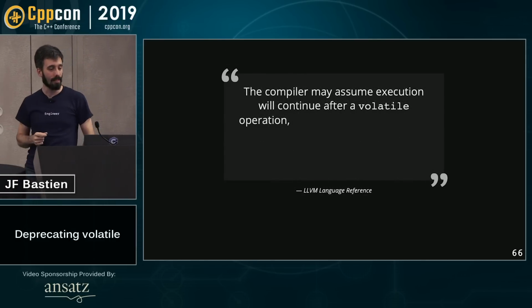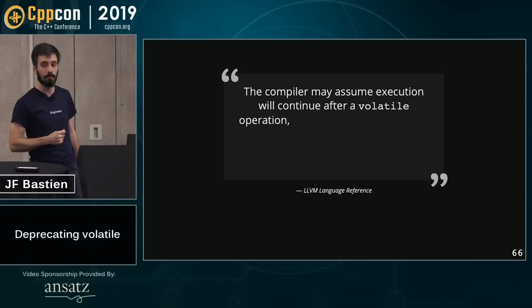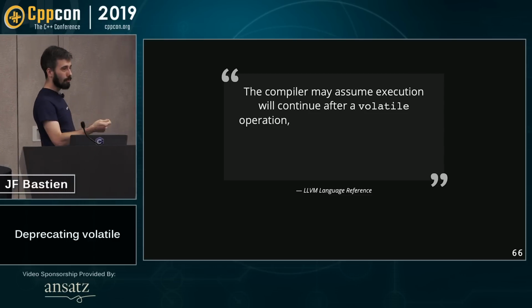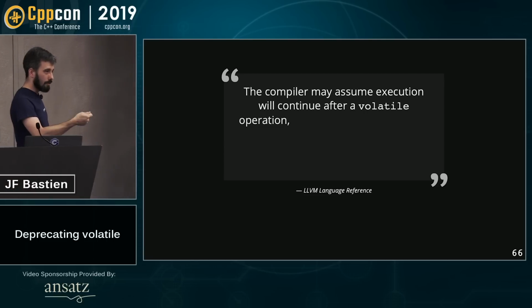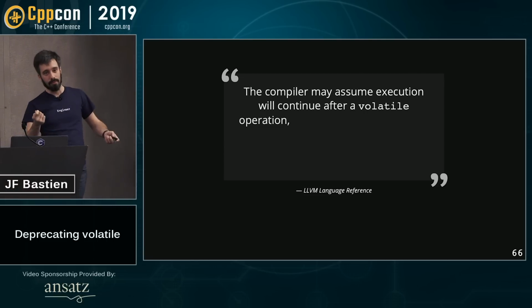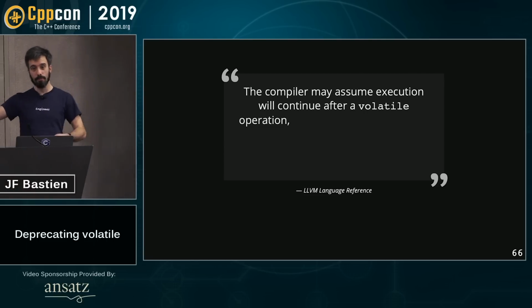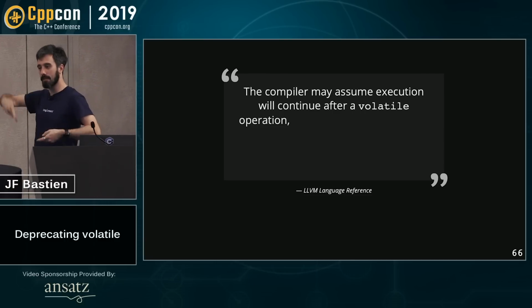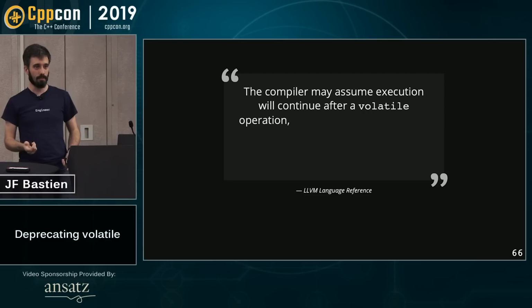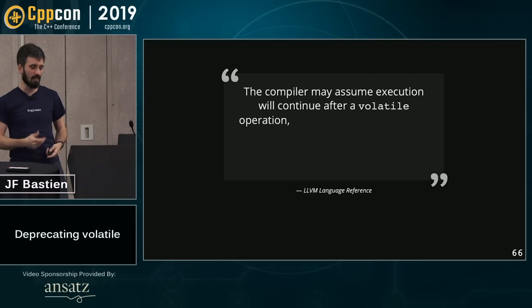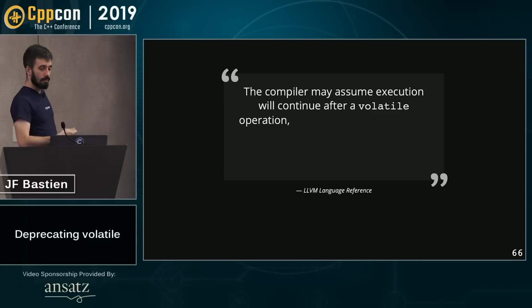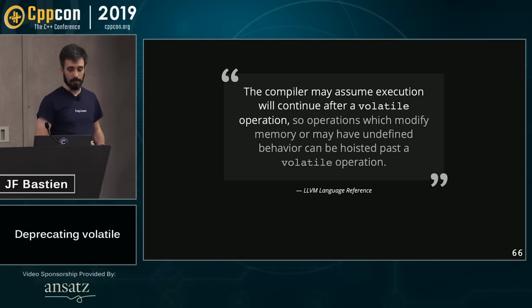The compiler may assume execution will continue after a volatile operation. The same way, dereferencing a null pointer is UB, and so the compiler can assume this never happens. And so if you write an explicit dereference of a null pointer, the compiler just assumes that won't happen, and it might just continue executing. It'll say, surely you do not mean to execute UB. I'll just do away with this thing. The same thing applies for volatile, at least within the LLVM optimizer.